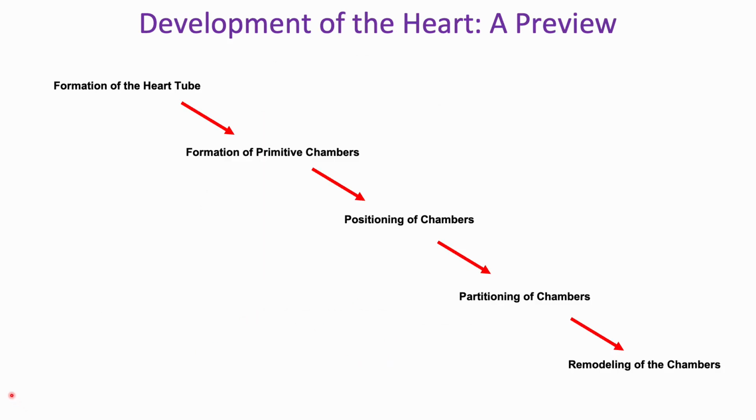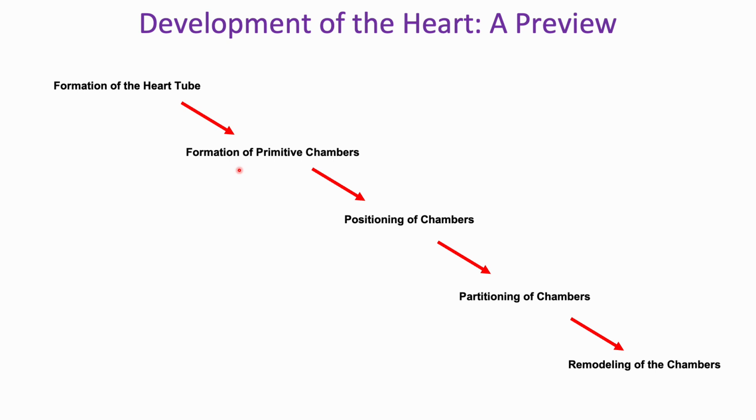Now, kind of previewing how the heart is going to develop, I'd like to take a large, general scale, and then we're going to dive into details. So initially, we're going to have the heart tube forming, and it's going to be a single tube that's going to eventually develop into the future heart. In order to do so, you're going to form those primitive chambers. So that's going to be forming the atrium, the ventricles, and the chambers that we recognize in the adult.